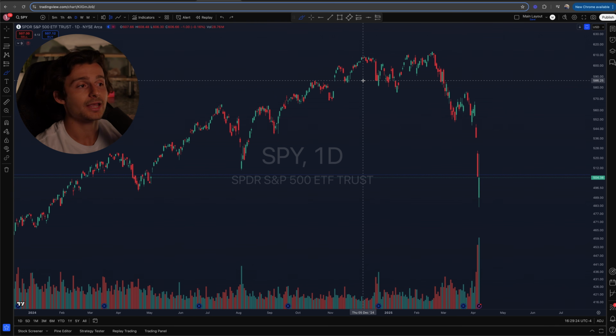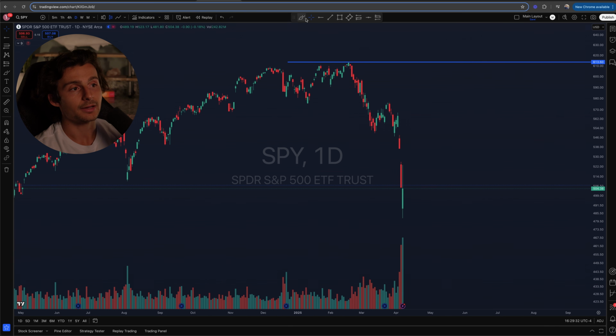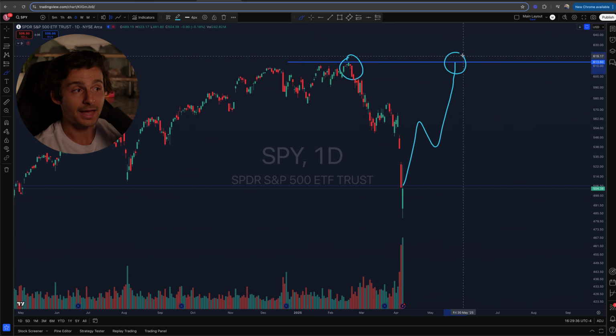We can also look at key levels as prior all-time highs or prior highs on the chart. So for example, on the S&P 500 right here, this is the all-time high. This is an area that we can look at and say, okay, if we come back up to here at some point in the future, that's a key level. If we break that, boom, that's a new all-time high.